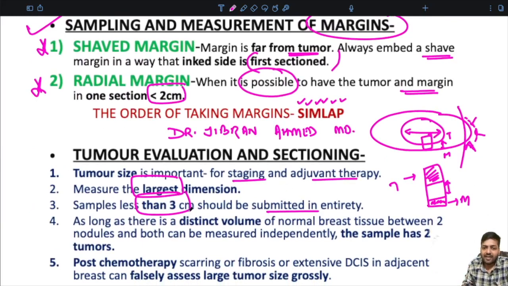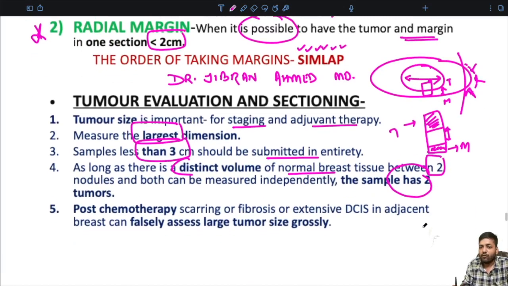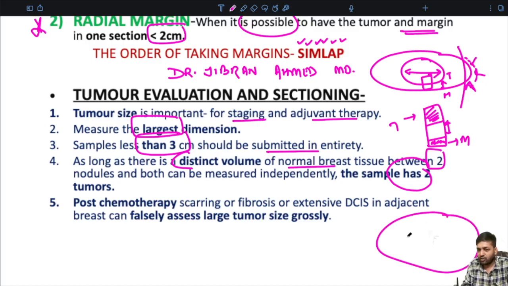As long as there is a distinct volume of normal breast tissue between the two nodules and both can be measured independently, the sample has two tumors. For example, you have this particular breast tissue and there are two tumors over here, and if they are not connected with each other, then we will call them two individual tumors.